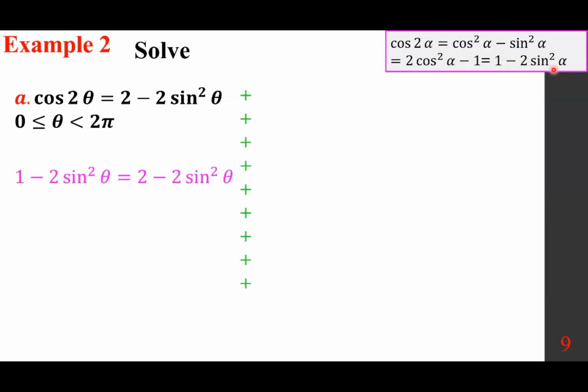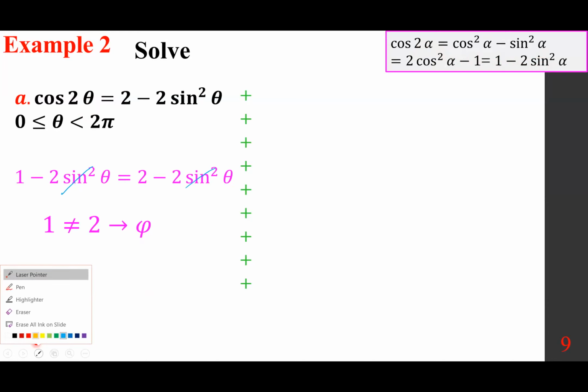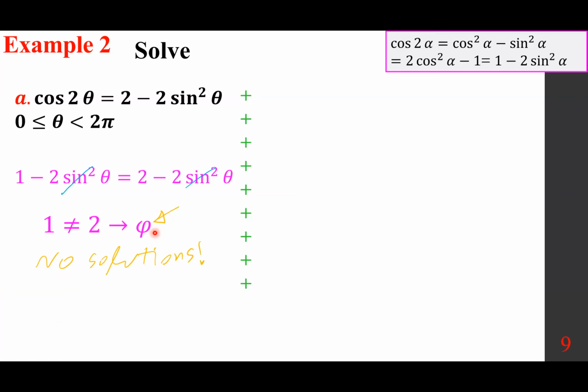Notice these two cancel each other because they're identical from both sides. 1 can never be equal to 2. And so we write phi, which means an empty set, which means no solutions. Let me write it out. This means no solutions. Okay. This is not 0, this is phi. An empty set notation for set theory.